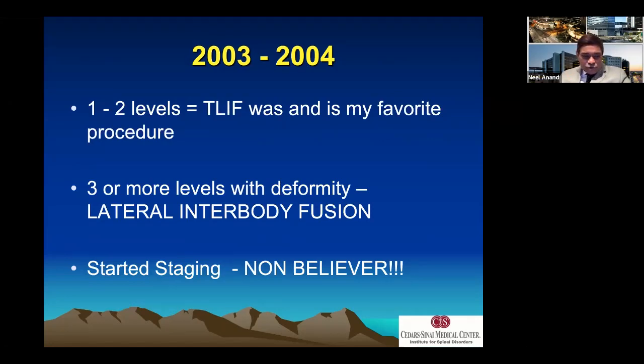Maybe many of you fellows were not even born, probably. One to two levels with TLIF for me, and still is my favorite operation, to be honest. So when this came out, it was one and two levels, and the lateral approach came in.